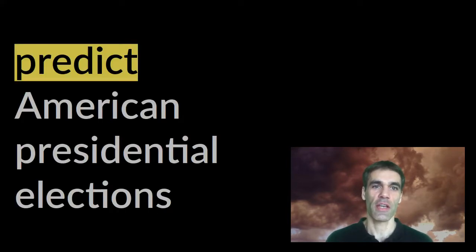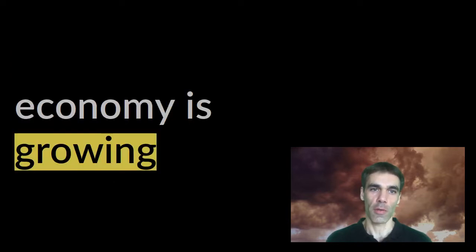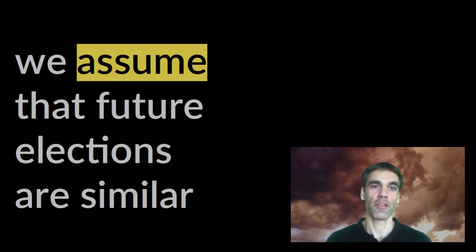Ready to run your first regression model in RStudio? Let's go! In this example, we're going to predict the outcome of American presidential elections. The expectation is that incumbent parties get more votes when the economy is growing. Specifically, we look at the vote share for the incumbent party and the average recent growth in personal income. If we assume that future elections are similar to past ones, we can use this model to predict the outcome of future elections.